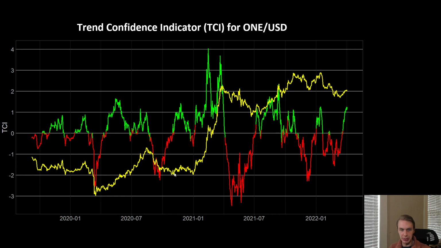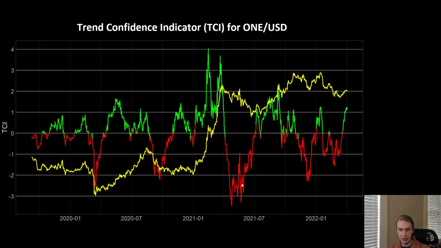So we can look, for example, right before the big run up in early 2021, you can see that the TCI flipped green basically right here and then stayed green all the way up to the top here. So basically from here to here, TCI called this move and then stayed green the whole time. And then on the other side, the second we put in that top, very quickly the TCI went down and flipped into the red, saying that this was the end, kind of marked the likely end of that uptrend. And that's exactly what we saw.